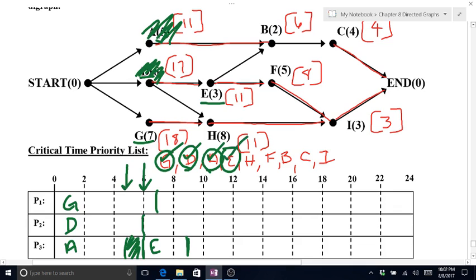Because processor 2 or processor 3, however you scheduled it, has nothing to do right now until the next task is finished, they will idle. My next task finishes at 7 minutes. G is done. When G is done, H is now eligible.